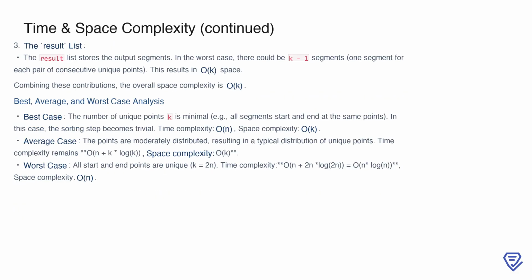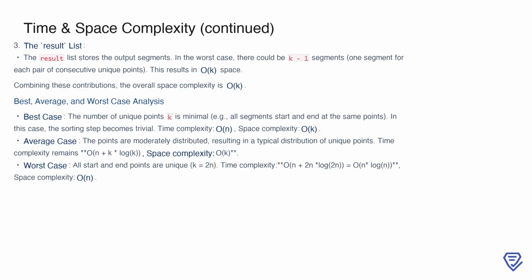Additionally, we need to account for the space used by the result list, which stores the output segments. In the worst case, there could be k-1 segments, where each segment corresponds to a pair of consecutive unique points. This results in O(k) space for the result list. Combining all these components, the overall space complexity of the solution is O(k).